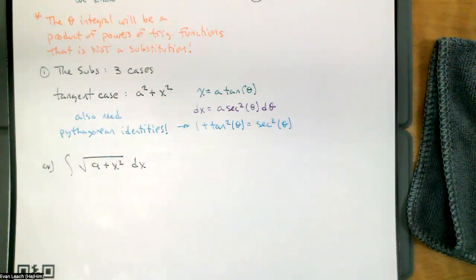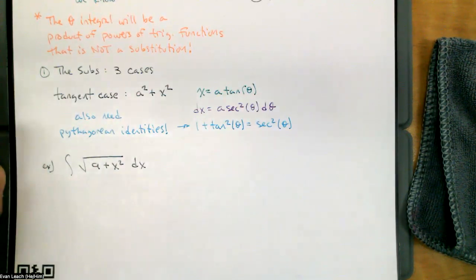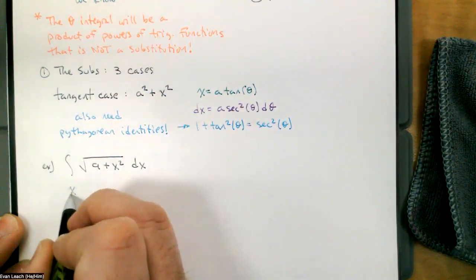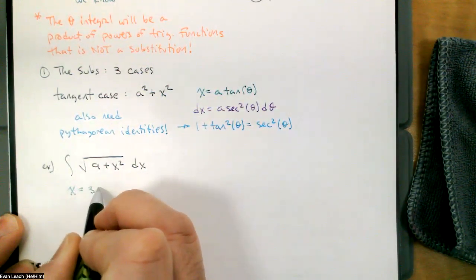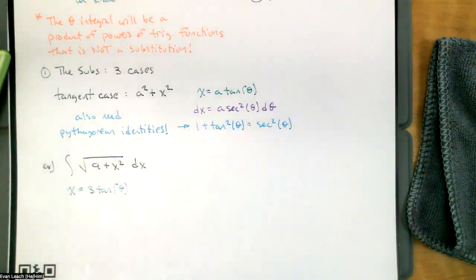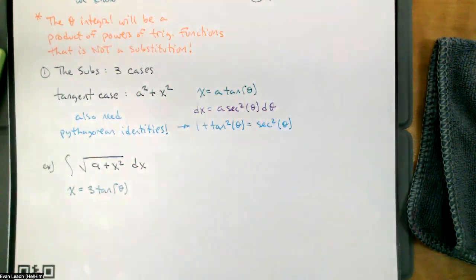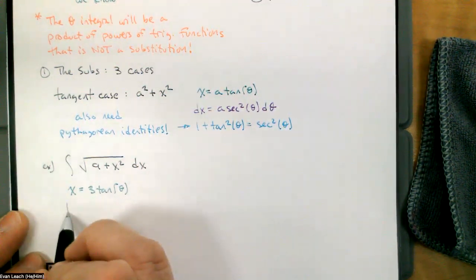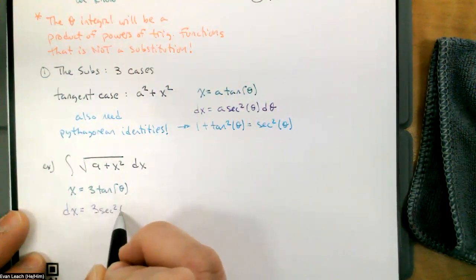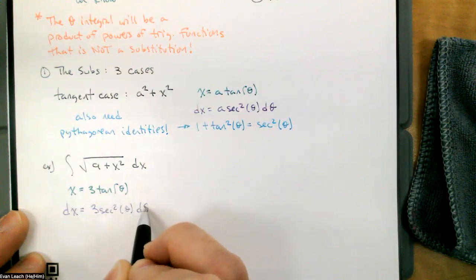First, we identify the case. It's a squared plus x squared. So that means tangent. So my substitution is going to be x is 3 times the tangent of theta. If I make the substitution x equals 3 tangent of theta, then I'm going to have to trade my dx in as well. My dx is going to be 3 times secant squared theta d theta.